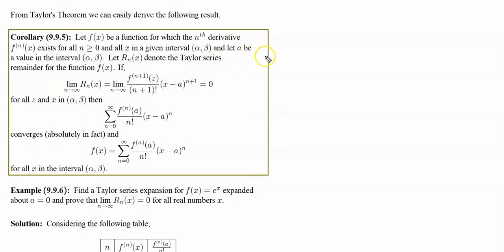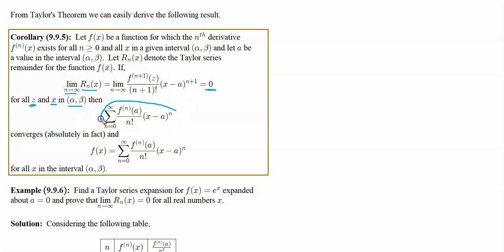So here's our corollary that comes from Taylor's theorem, and it simply states that if you consider the remainder term from Taylor's theorem, and you look at the limit as n goes to infinity, if this is equal to 0 for all z and x in your interval alpha to beta. Now remember, the z is always between x and a.